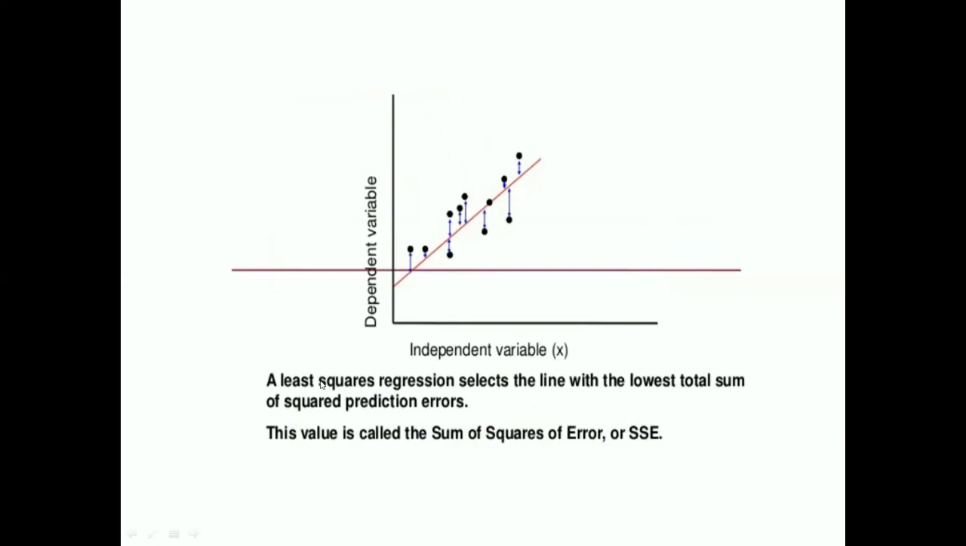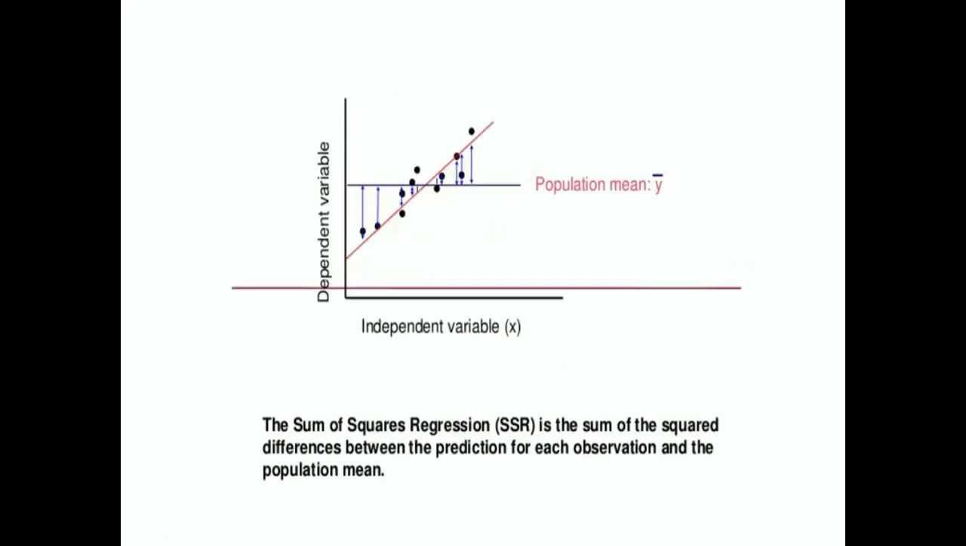Okay, so least square regression selects the line with the lowest total sum of square prediction error. If that error is small, that is why least square regression selects it. This value is called the sum of square error. Whatever is calculated for each value, we have to sum that value, that is the sum of square error. This is a little bit difficult to understand, because your base is not mathematics, but in regression you have to apply some mathematical equation, a straight line.